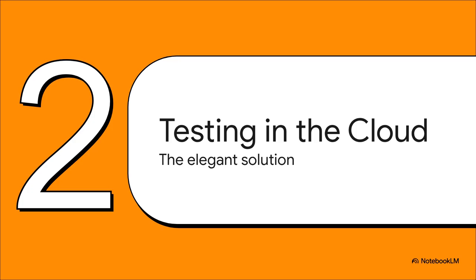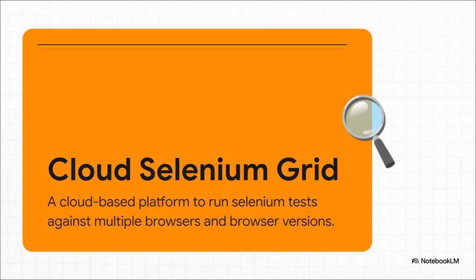So if local testing is the problem, well, what's the solution? Let's take a look at how moving to the cloud just so elegantly solves every single one of those issues we just talked about. To put it really simply, a cloud Selenium grid is basically a service that does all the heavy lifting for you. It's an entire testing infrastructure on demand where you can run your tests on practically any environment you can dream of. And the best part is you don't have to install a single thing.